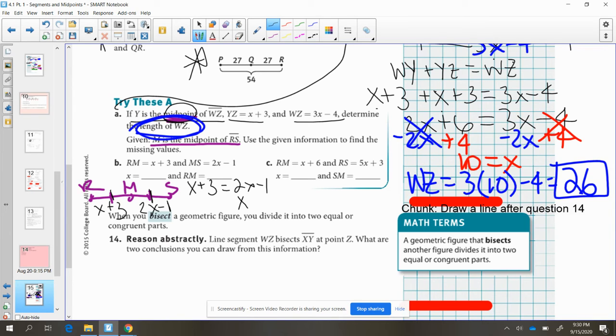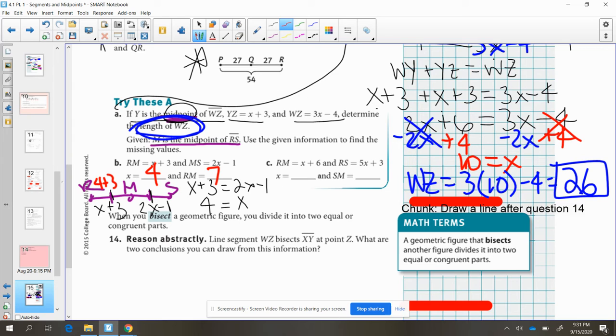So in this case, we end up getting x to be 4. And when we plug it back in for Rm, 4 plus 3 gives us 7 as the length of Rm.